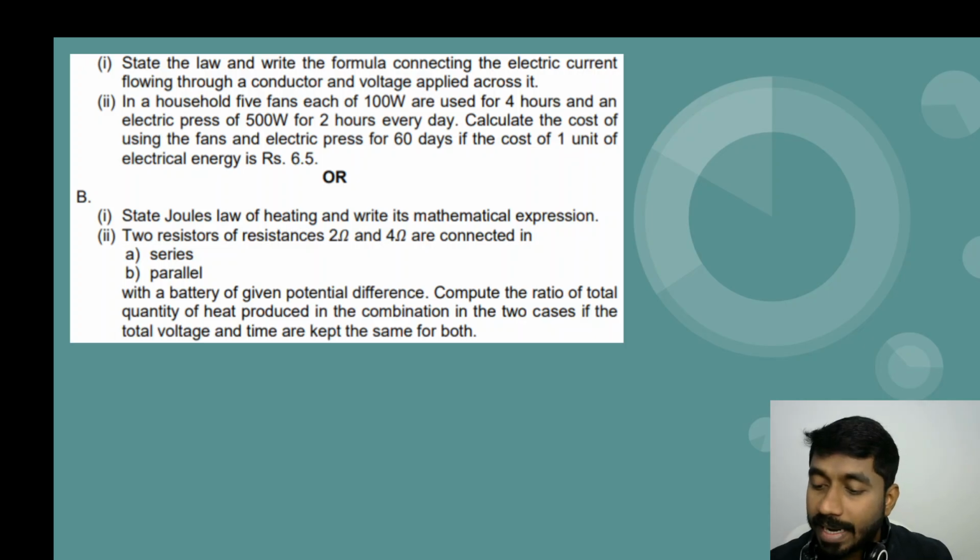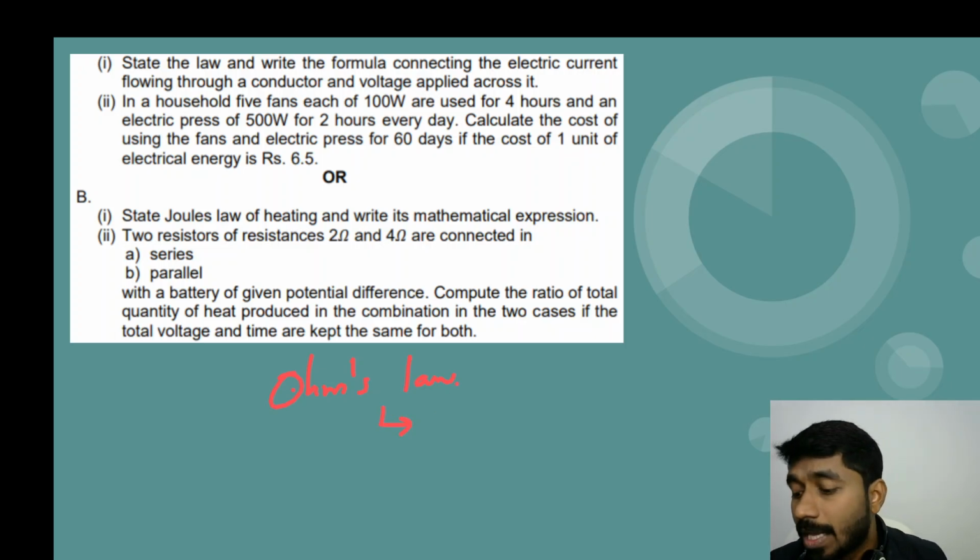State the law and write the formula connecting the electric current flowing through a conductor and the voltage applied. Very simple question. What is the law? Here it is Ohm's law. Everyone knows Ohm's law is connecting, so study how to define Ohm's law now itself. Ohm's law connects voltage and current using the relation V is equal to IR.